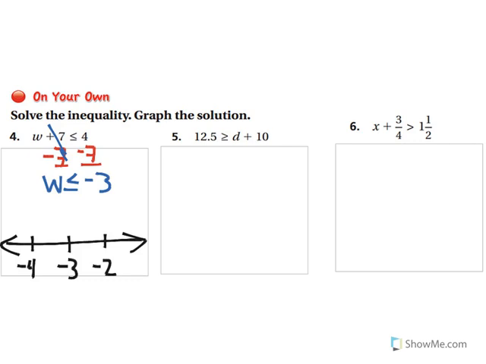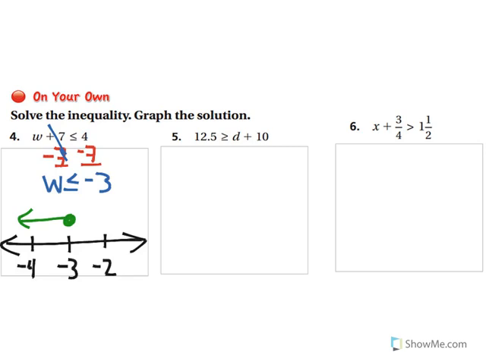So it's less than or equal to, which means I'm going to have a circle that's filled in, and it's going to go to the left because it's less than or equal to. So it tells me that any number that falls to the left of -3, but it will also include -3, all of those are possible solutions. That means you can put any of these answers back into that inequality and you can check it.